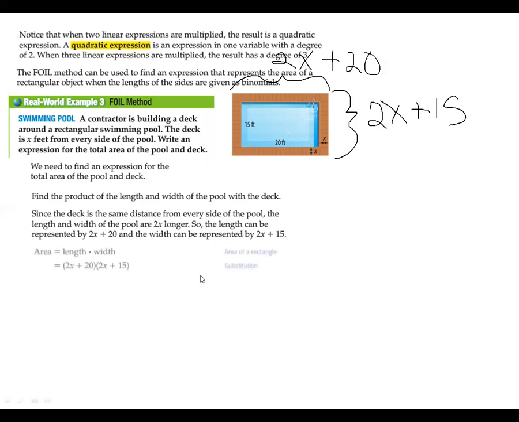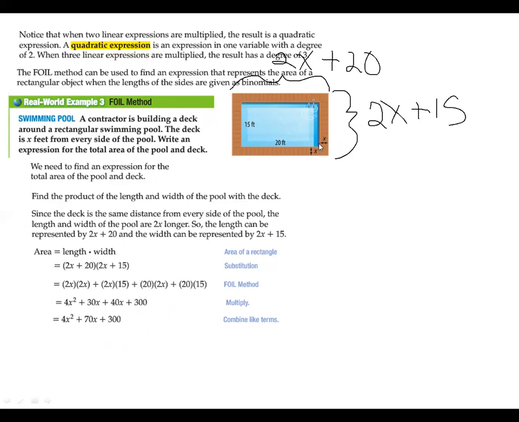Alrighty. So the area equals length times width. And notice I have the product of two binomials. I can FOIL that out. The first gives me 2x times 2x. The outer is 2x times 15. The inner is 20 times 2x. And the last, 20 times 15. I simplify that, and then I can combine my two like terms in the middle and get 4x squared plus 70x plus 300. That is a formula, sort of, that represents the area of the entire pool and deck based on whatever x feet you make the deck.